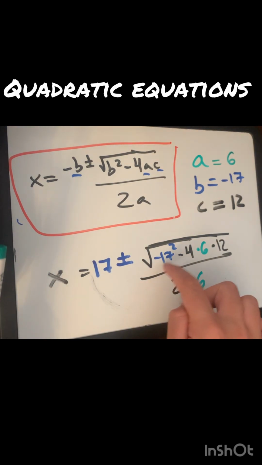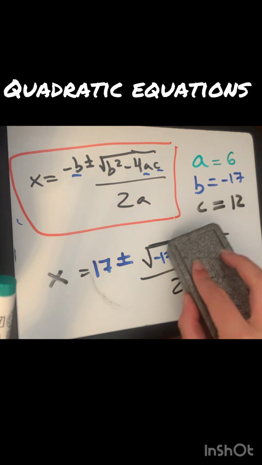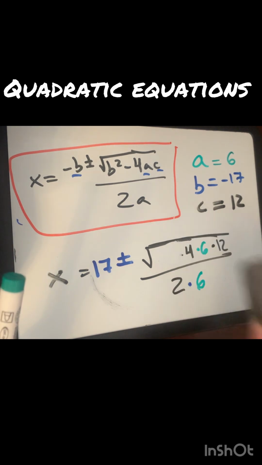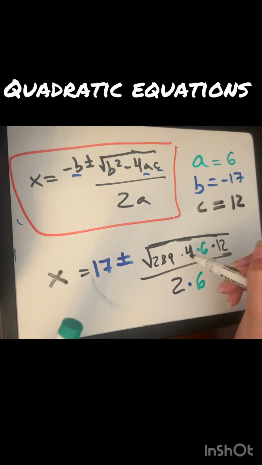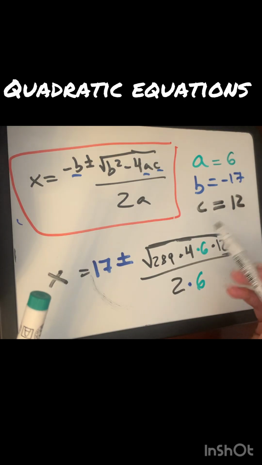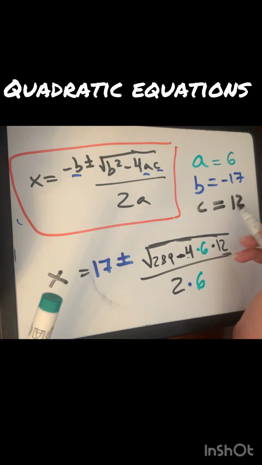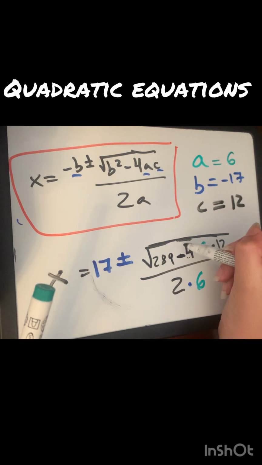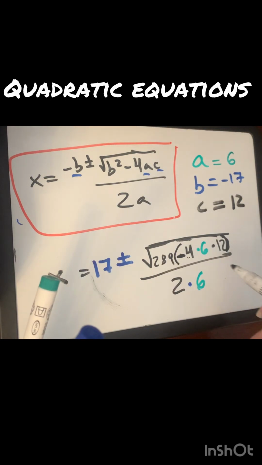What's negative 17 to the power of 2? It is 289. Now guys, don't do 289 times 4. Don't do that. This is one of the biggest mistakes, and people always get it wrong. It's a minus 4, which means you're going to have to multiply with the minus. Always leave the minus in, because that's what makes it count.